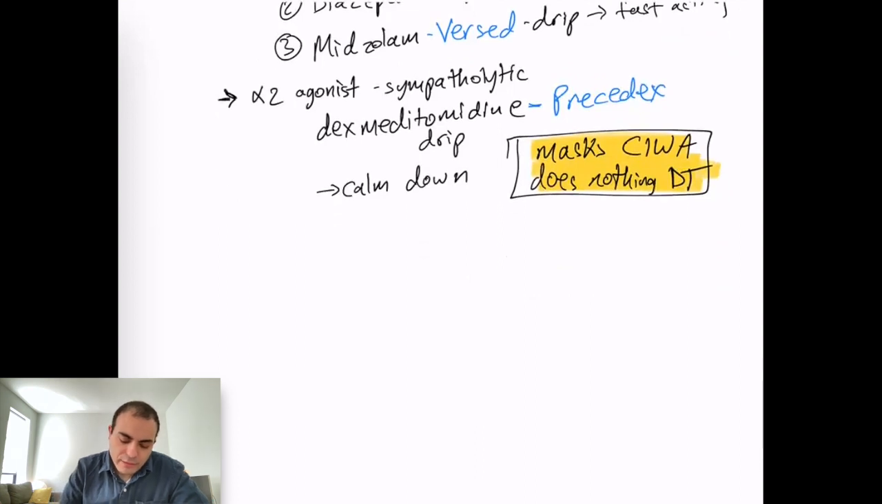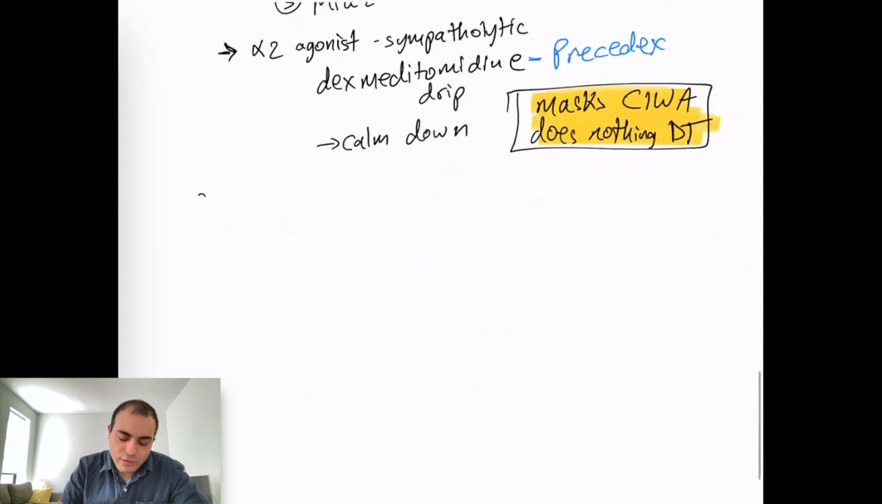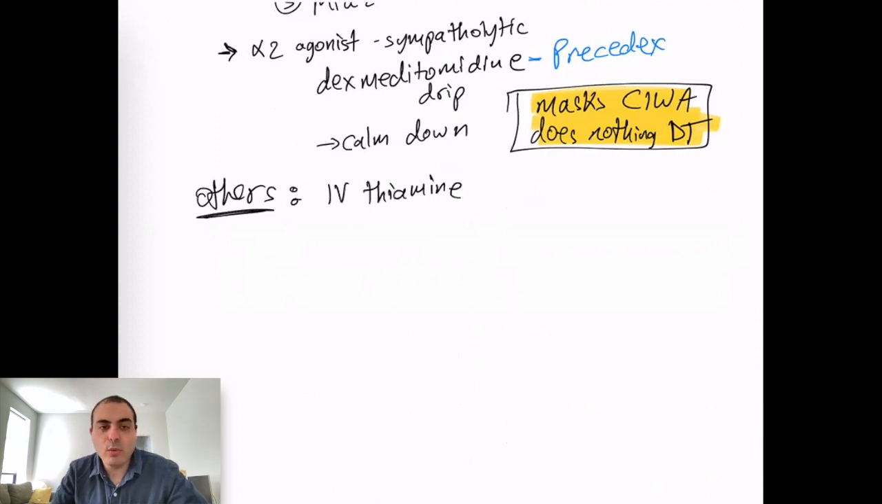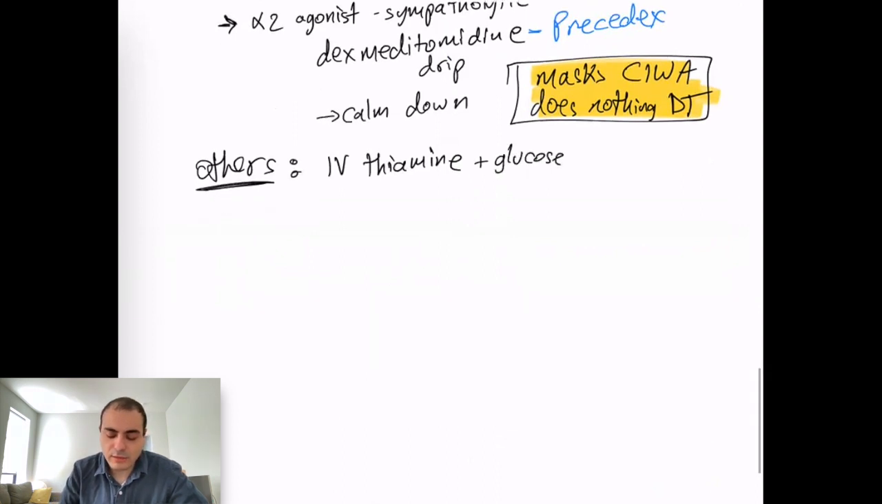And then finally, with all these things, for these people who present with alcohol withdrawal, the other therapies you might use is you want to make sure you give them IV thiamine, because most of these people will be B1 deficient and this will prevent the development of Wernicke or Korsakoff later on. And then IV thiamine plus glucose, you need to give them IV glucose. And then once they're awake, you put them on a PO multivitamin.